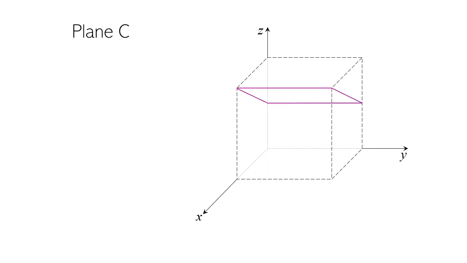Similarly, you can try finding out the indices of plane C, and you should get the answer as (1, 0, 2 bar).